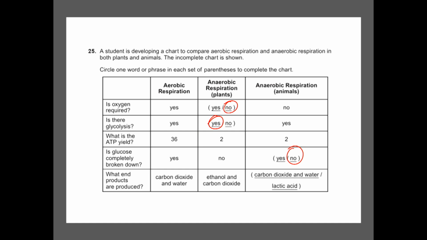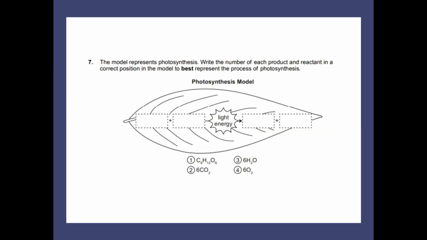And then the last one, what are the end products? Well, in animals, we make something called lactic acid. That's what makes your muscles sore after you work out. Okay, great work. Let's go on to this next one.